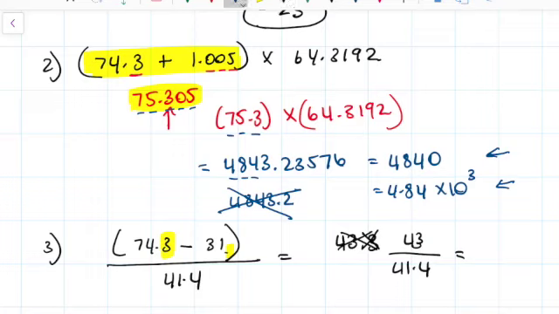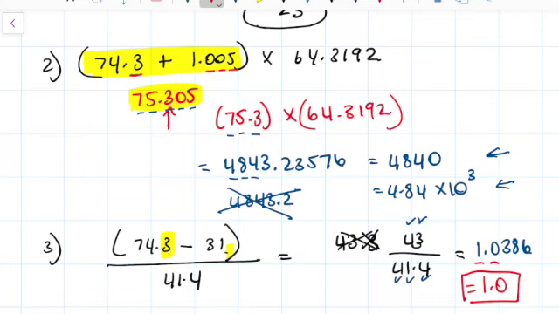And now when I look at this, I'm dividing. I have 2 sig figs here and 3 here. My final answer can only have 2 sig figs. My answer is 1.0386. I can only have 2 sig figs, so this one and this one, so my final answer is 1.0.